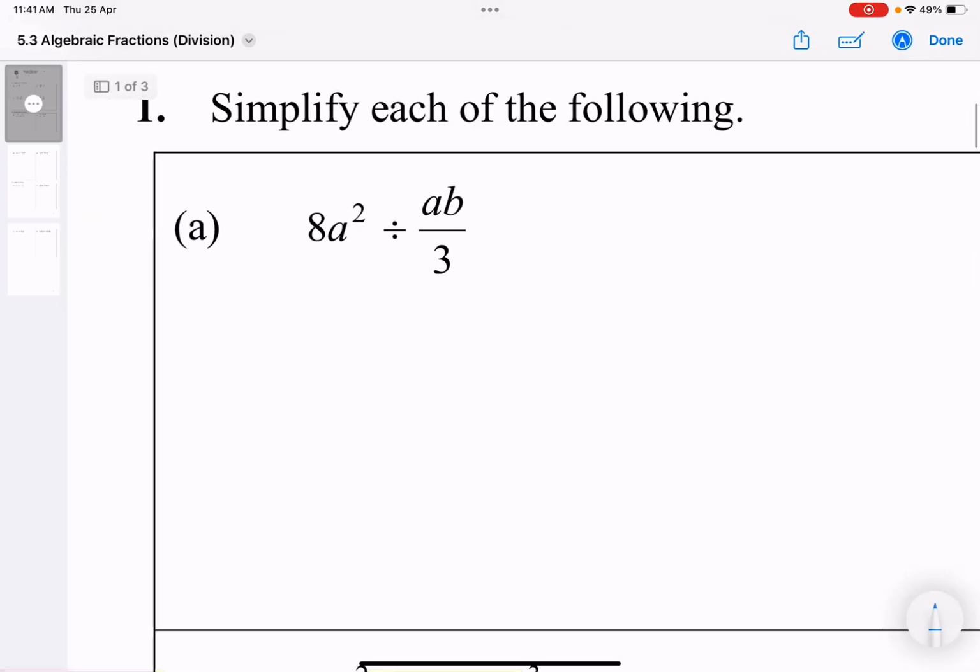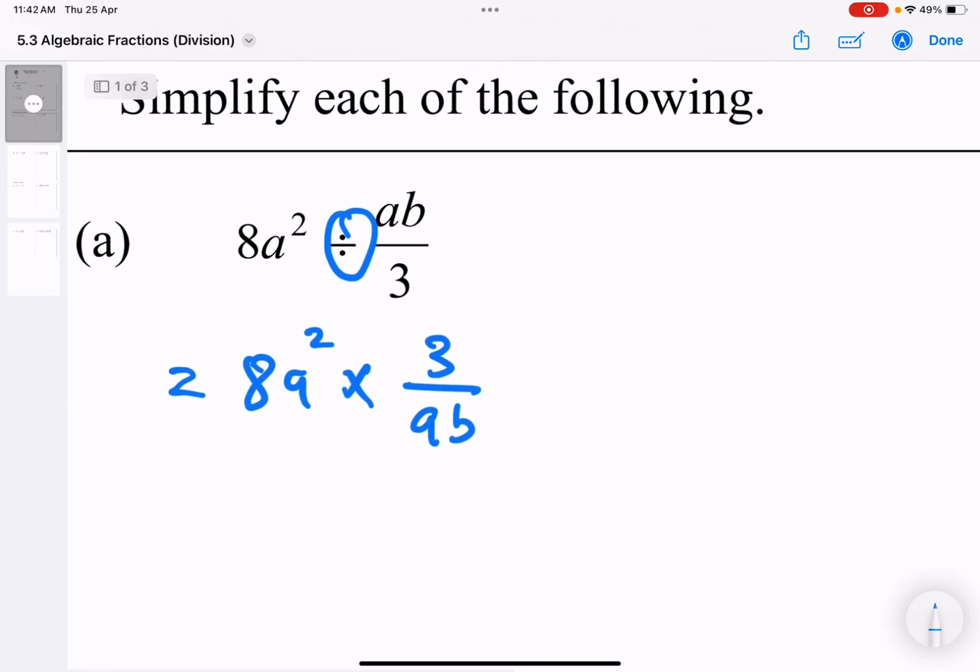Let's look at your question 1a. I have 8a squared over ab, divided by 3. So how do I change this divide into times? The way that I do it is I will write my first term, keep it. I change this to times and then I flip it the other way around. So I'll change and I flip. When you flip, the bottom becomes the top and the top becomes the bottom. We call that taking the reciprocal, but don't worry about these kinds of terms. I just flip it. Okay?